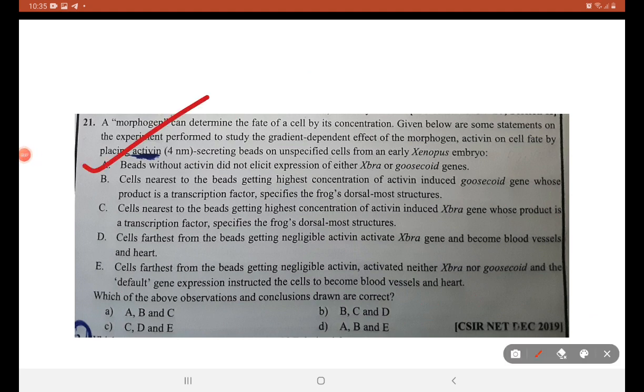Beads without activin do not elicit the expression of either Xbra or goosecoid, correct. Highest concentration activates goosecoid, correct. Highest concentration induces Xbra, wrong. C is the wrong statement.